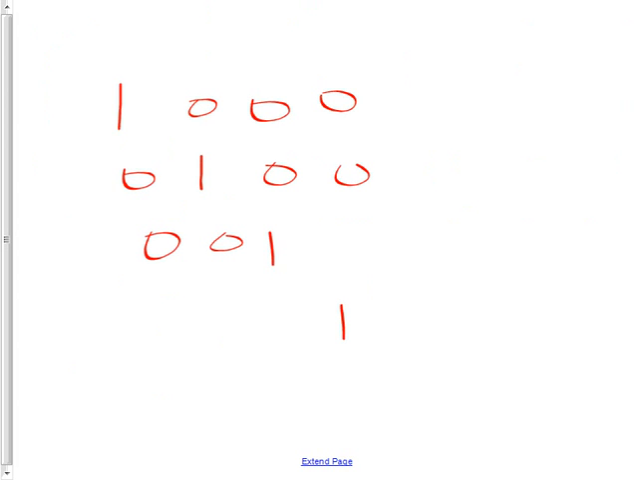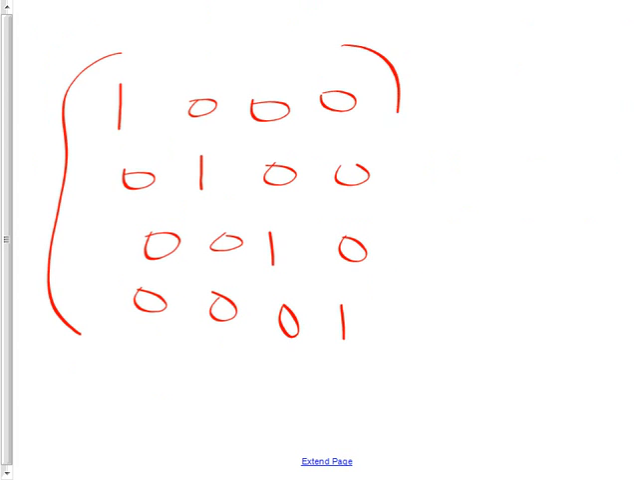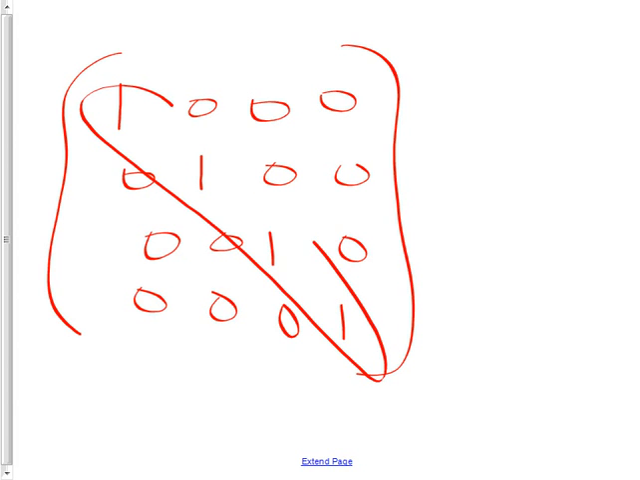There we go. There's a gigantic identity matrix for 4 by 4. It's just 1 down the diagonal. So, see? Everything else is zeros.